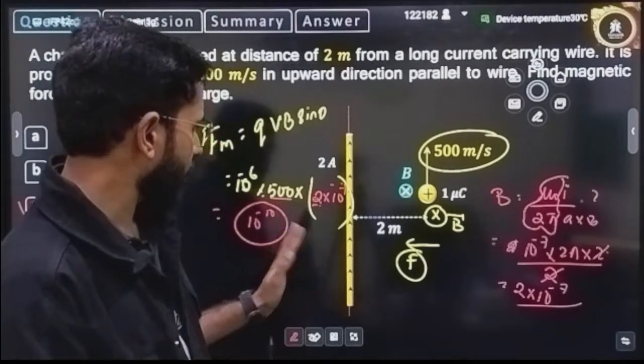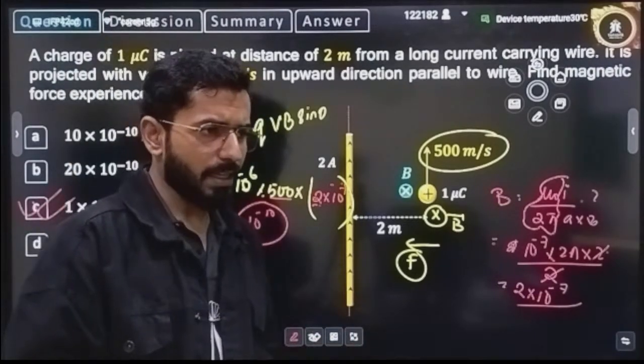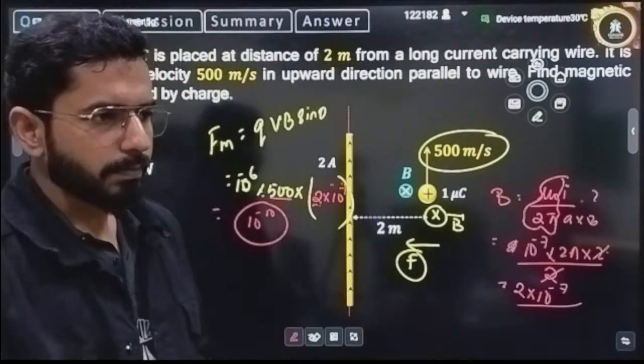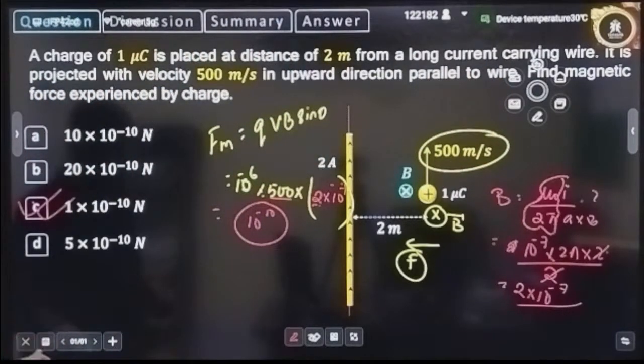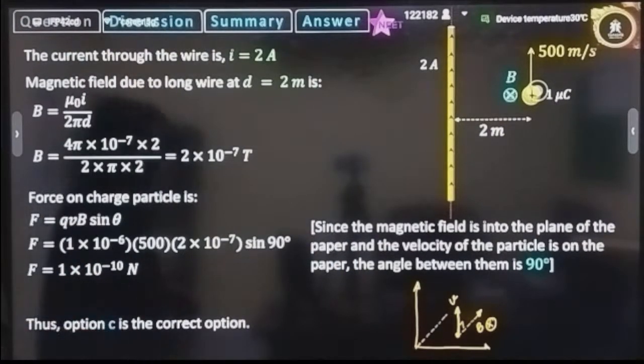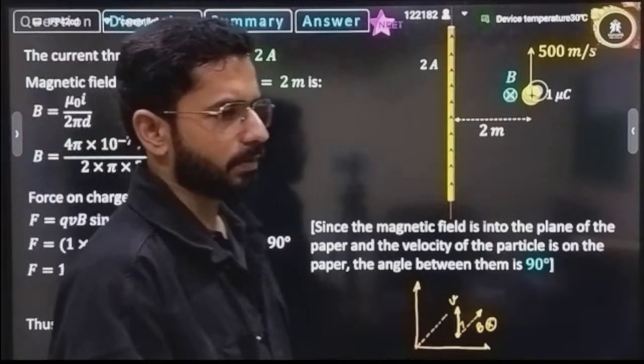I hope that all of you have also cross checked it. If any other answer is coming, then tell me in the comment section. Very good. Option C we are getting. Let's cross check it. Exactly correct. Option C is the correct answer, so our calculation was also correct.